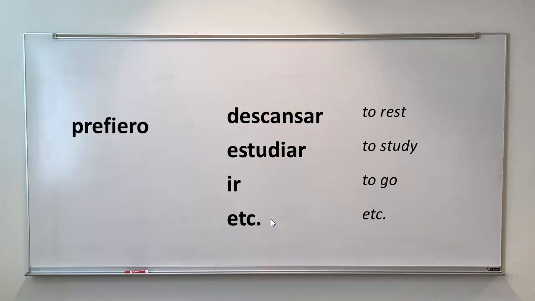For example, I have a choice of resting, studying, or going, maybe going somewhere. If I want to say I prefer to rest, then I would say prefiero descansar. Prefiero descansar. I prefer to study. Prefiero estudiar. I prefer to go. Prefiero ir.